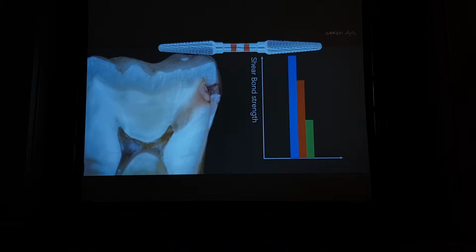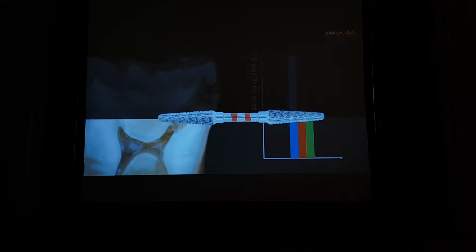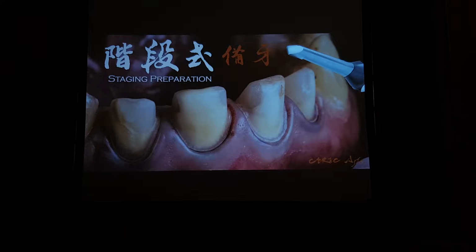Okay. So what we are doing when we actually prep down the teeth, actually we are prepping down the bonding strength. Okay. So I don't want to prep too much because of the bonding strength, but I don't want to prep too little because of the lingual thickness. So here comes the staging preparation, aided by the scanner.